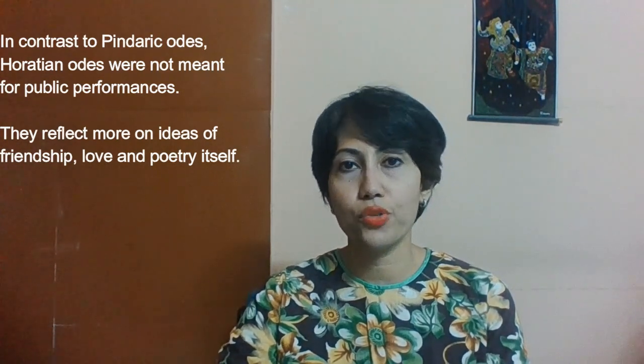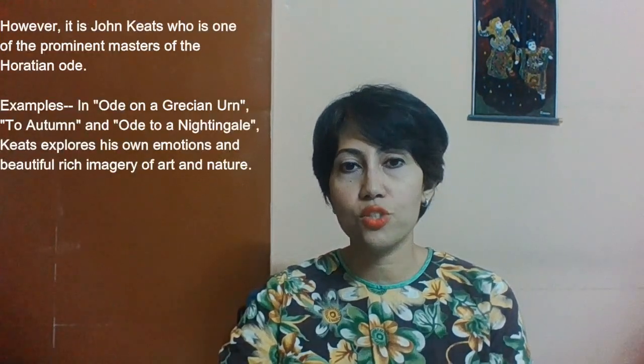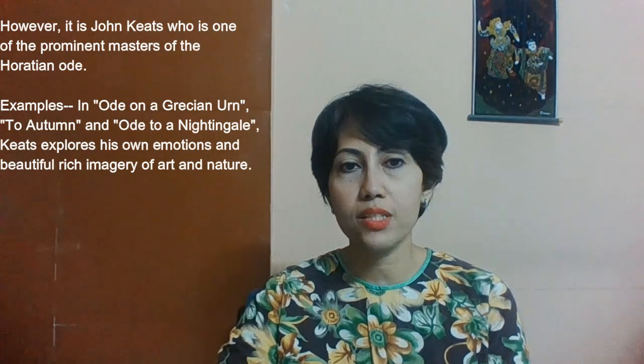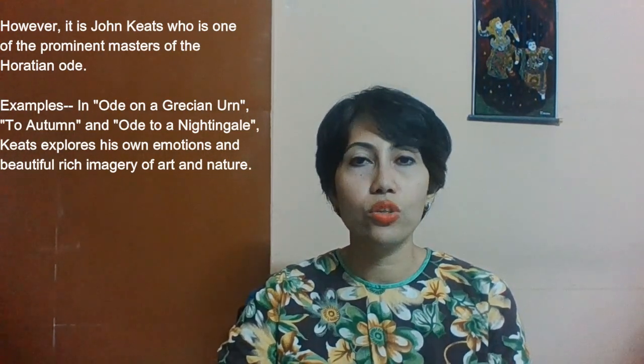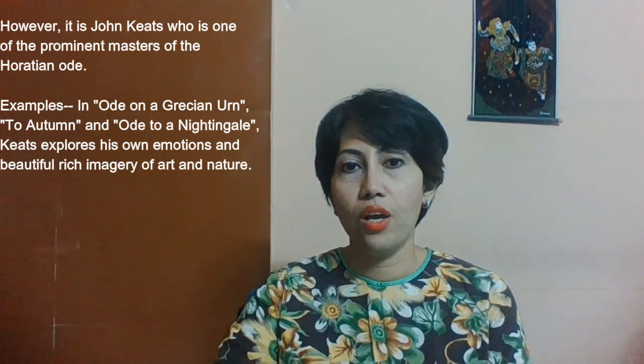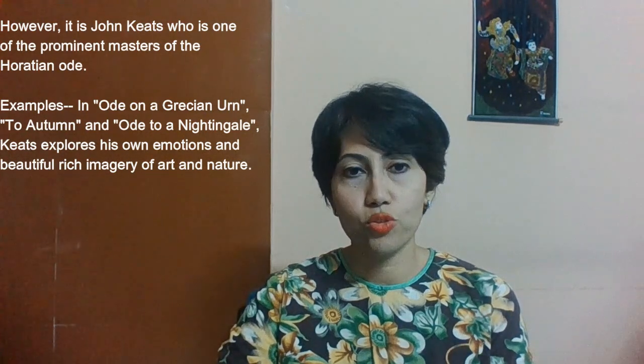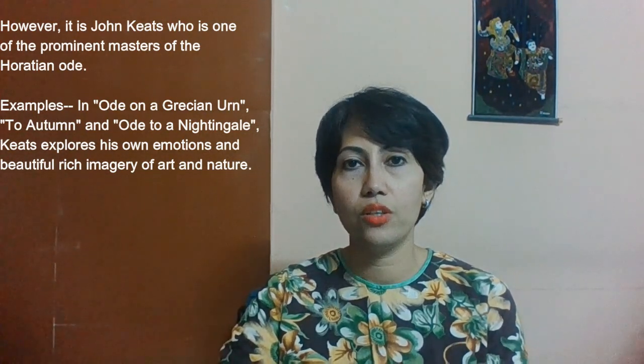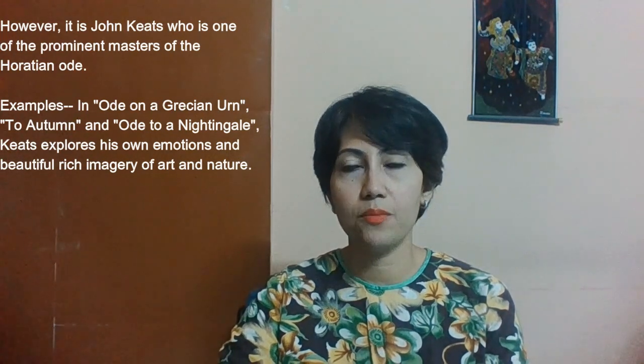In English literature, Andrew Marvell wrote Horatian ode upon Cromwell's return from Ireland in the 17th century. But of course it is John Keats who is one of the prominent masters of the Horatian ode. Keats's odes like Ode on a Grecian Urn, To Autumn and Ode to a Nightingale, where he explores his own emotions and beautiful rich imagery of art and nature, are some of the major odes written in the Horatian style.